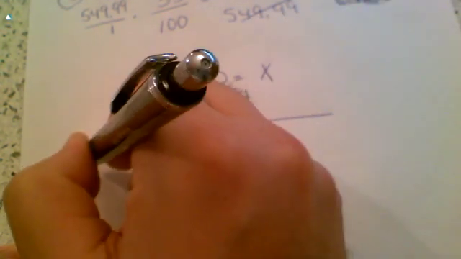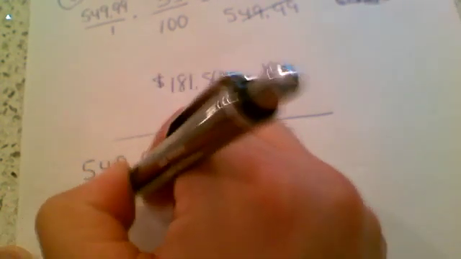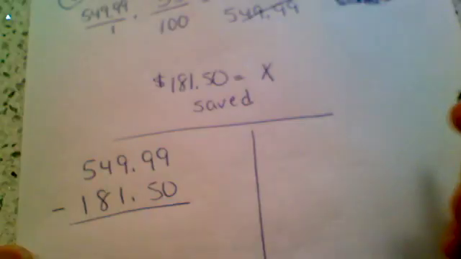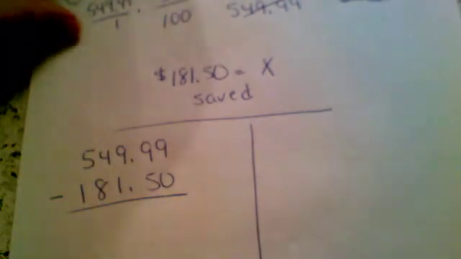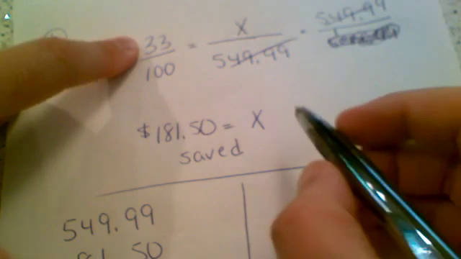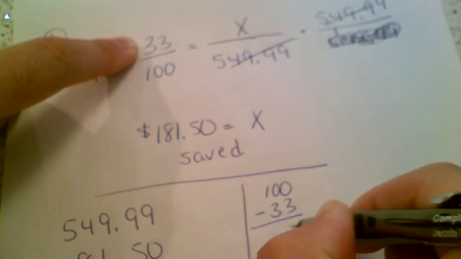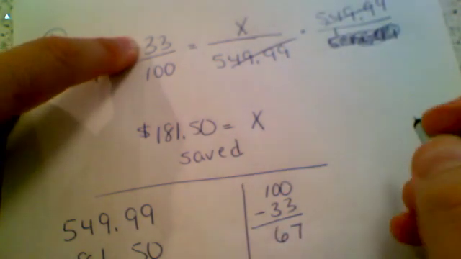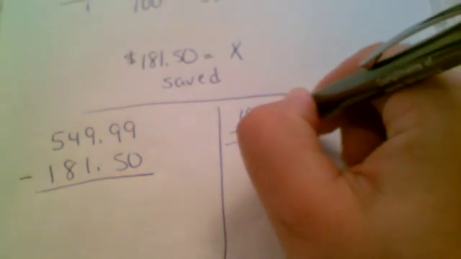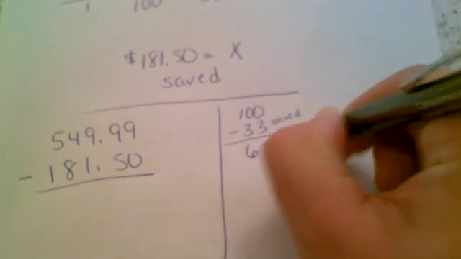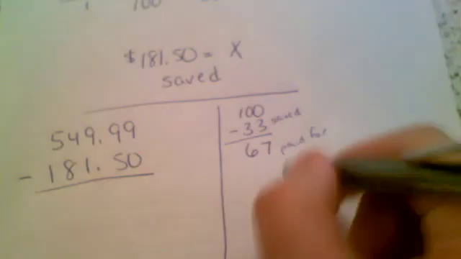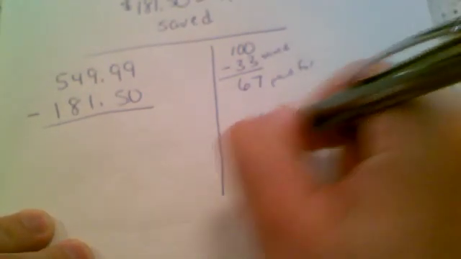Now, to find out the new price, we have a couple of options. You can either subtract how much was saved from the original price, or since she saved 33%, that means she paid for 67%. So this is how much she saved. This is how much she paid for. So if you wanted to, you could write a new proportion, 67 over 100.